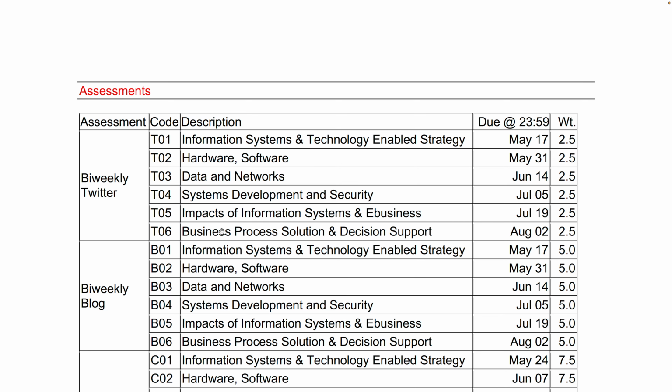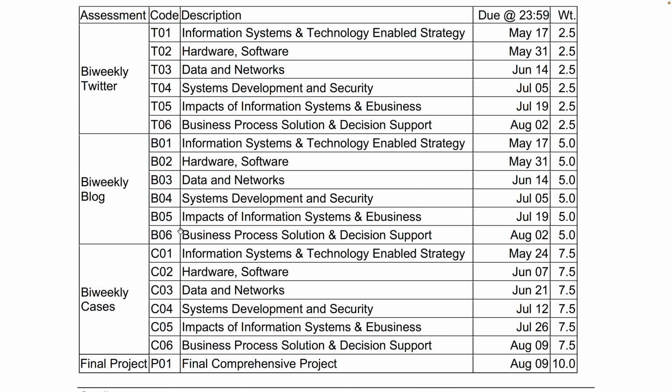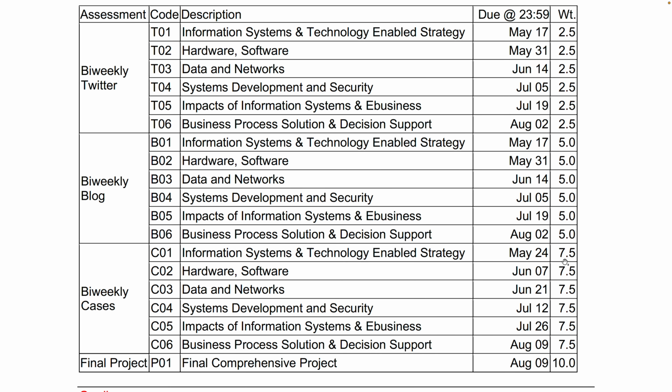In the week when you are not doing Twitter and blogging, you will be doing a case study. The case study will have a higher weightage, which involves a focused deep dive into a piece of technology and applying it into the context. So it will have a weightage of 7.5, and we'll keep repeating this every alternate week.